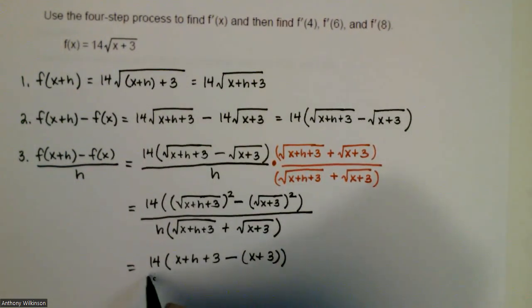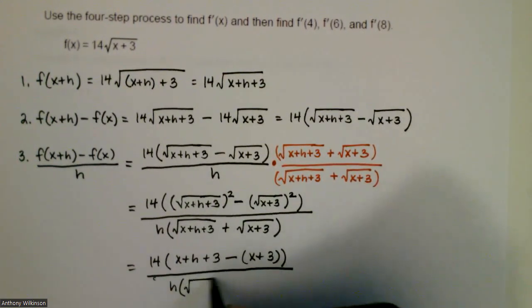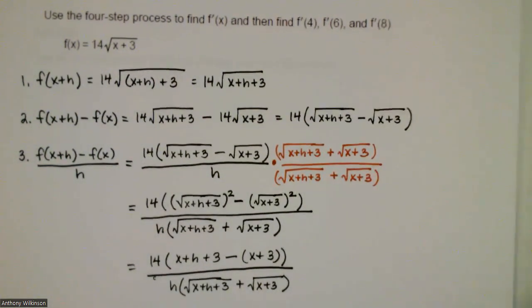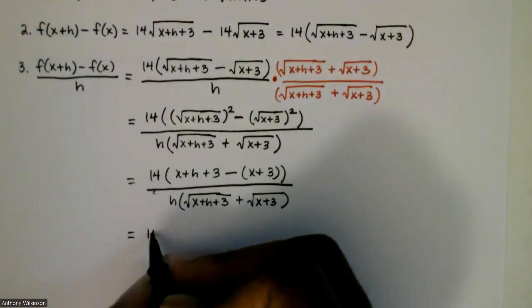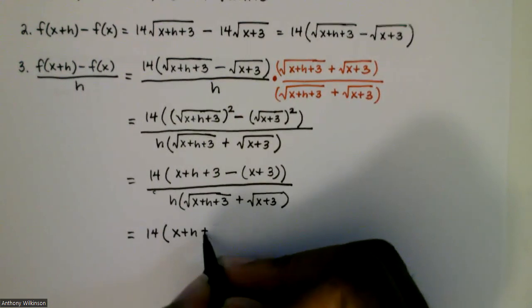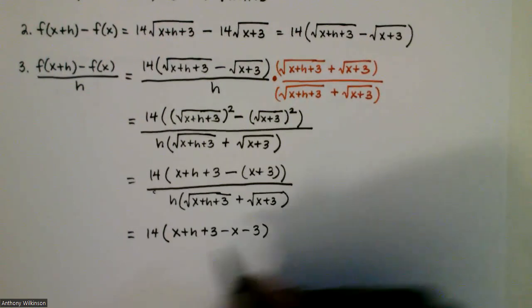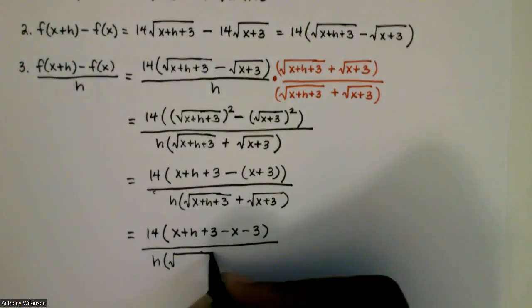Let me put my other parentheses here. All that's divided by h times the square root of x plus h plus 3 plus the square root of x plus 3. Now I'm still going to simplify that numerator just a bit. So here we got 14, and then in parentheses, x plus h plus 3. The minus sign makes the x minus x. The minus sign makes the plus 3 a minus 3. Then I'll rewrite my denominator.